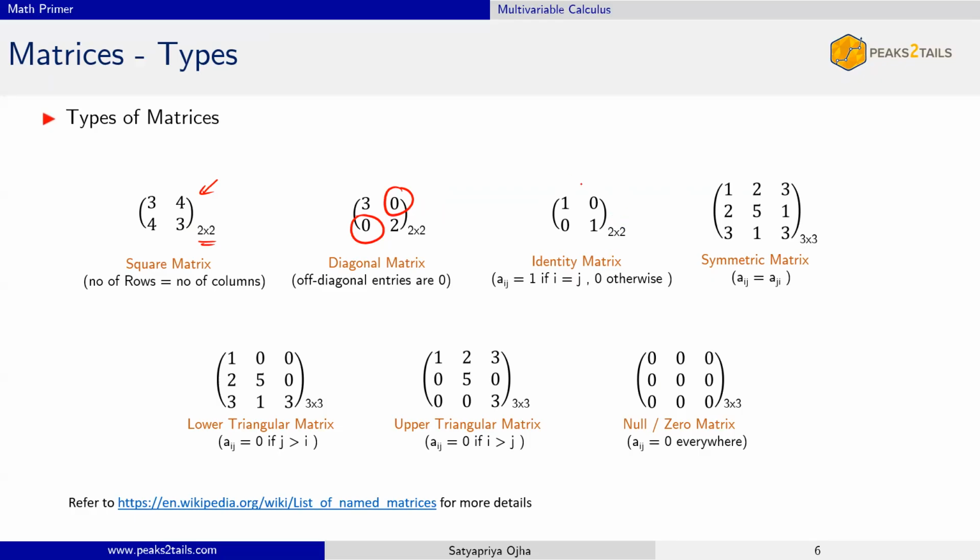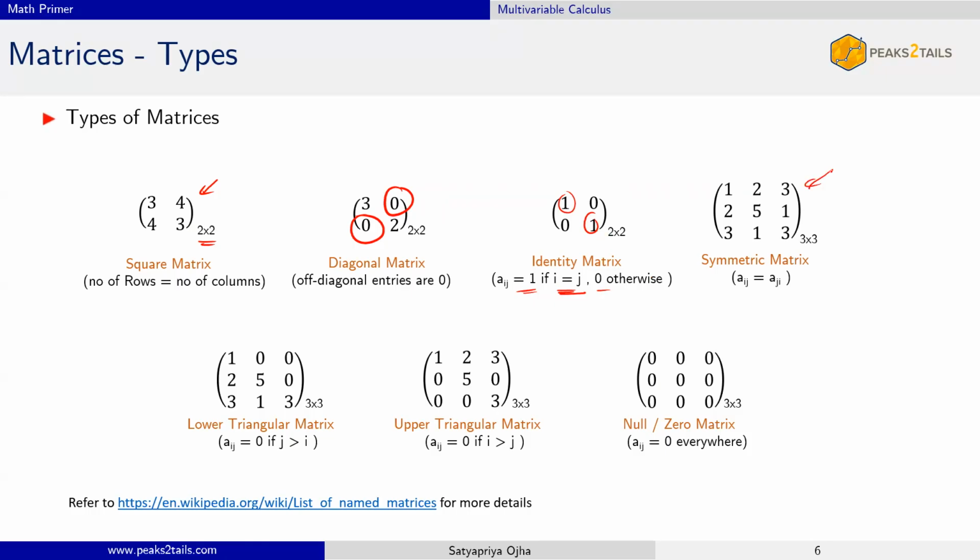Identity matrix, we use this all the time. An identity matrix has ones on the main diagonal, all of them must be 1, and everything else is 0. If i equals j, the value must be 1, and 0 otherwise. That's the identity matrix.